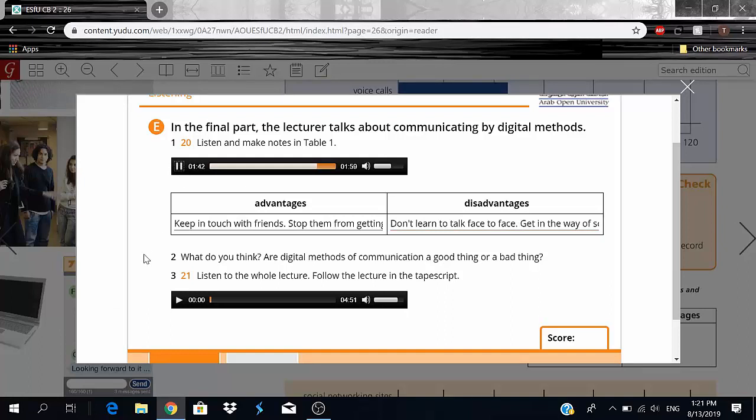Teenagers are texting and emailing each other. They are not doing research. They are not doing homework. They are not doing assignments.